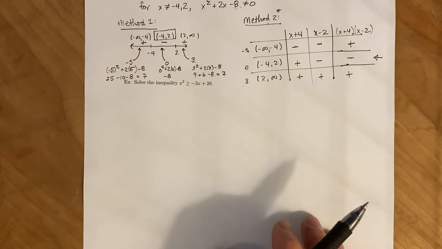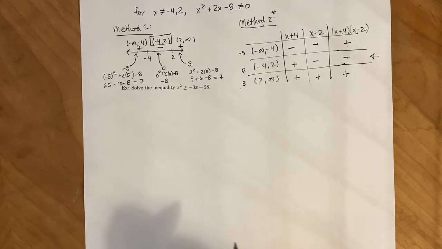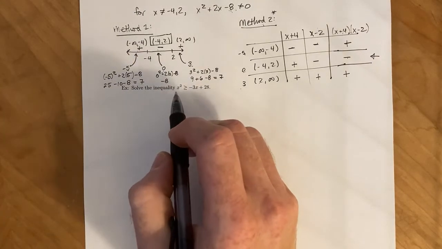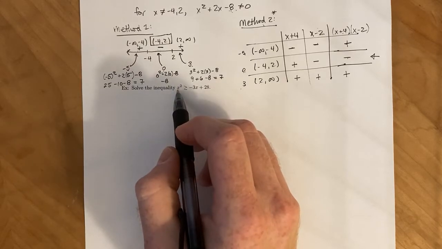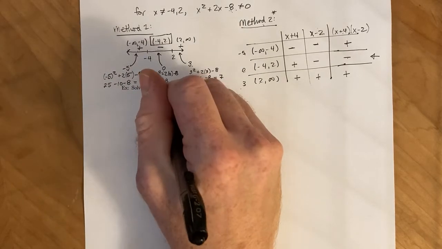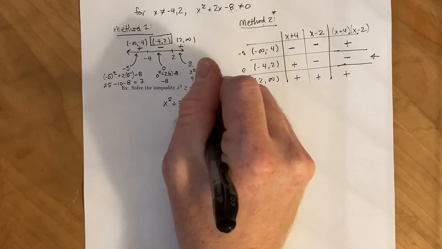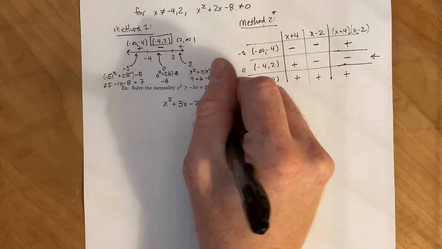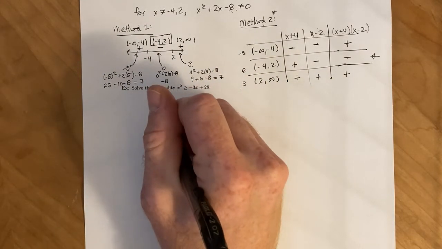For this second example, we're going to do something very similar, but we can try out a third method or a third way of examining this problem. We're going to get everything onto the same side, and again, I like having x squared be positive. So I'm going to move the other side over by adding 3x and subtracting 28. Now we're going to factor.